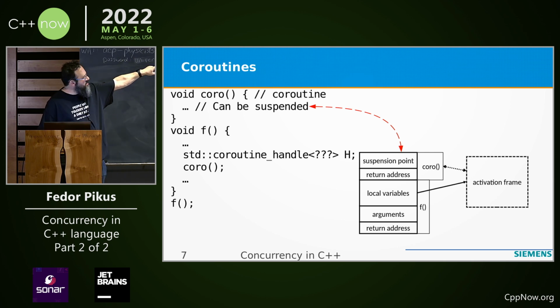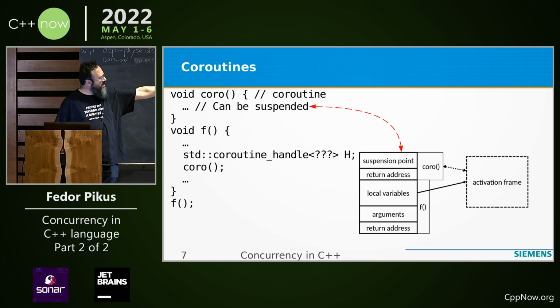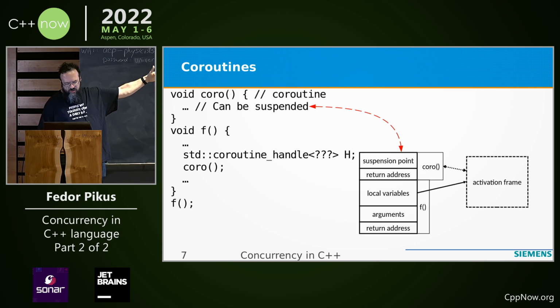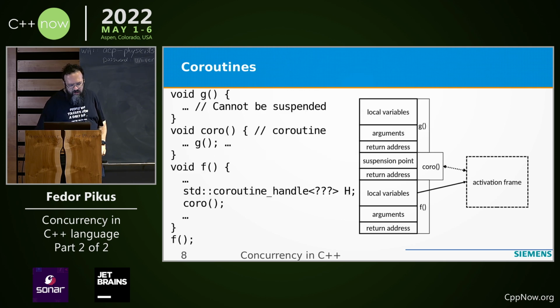This coroutine can be suspended. While it's just after I call it, it does have a little bit of stack state. It has the return address and the suspension point where it would resume. Now the coroutine calls another function. You can do that.